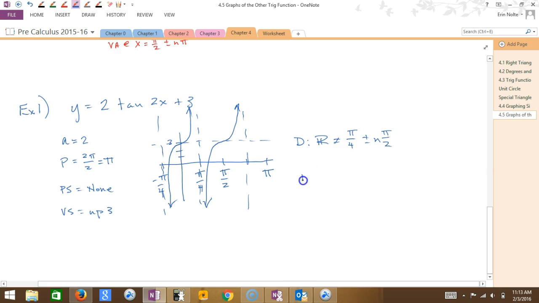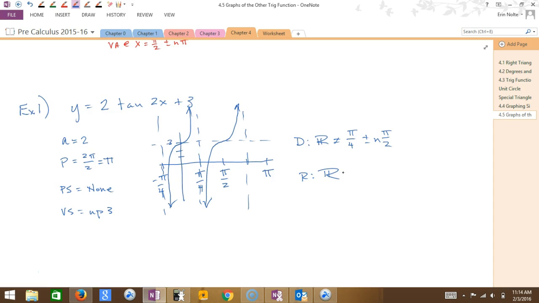Okay, what's my range? Good, all reals. So how do we do on that one? Pretty easy? Incredibly complicated? Mediumly complicated?